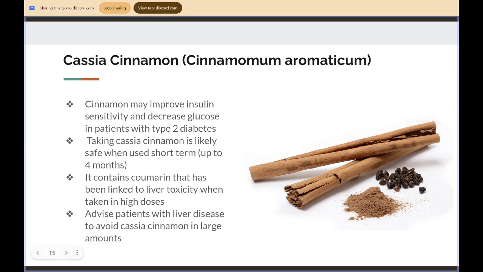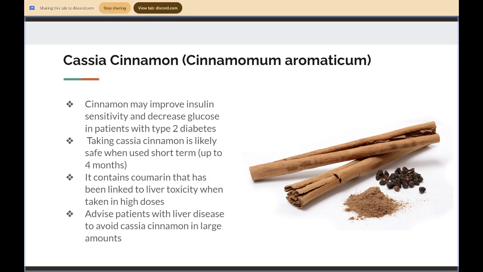So last slide is going to be cassia cinnamon or cinnamomum aromaticum. Excuse my pronunciation. So cinnamon, as you know, it's used in desserts, it's used in coffee drinks, and used as seasoning. It may improve insulin sensitivity and decrease glucose in patients with type 2 diabetes. Taking it is likely safe when used up to 4 months.